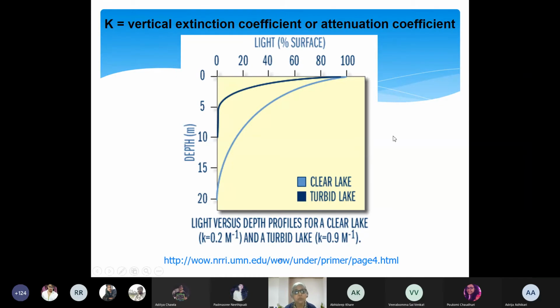Now, if you were to plot this graph and take the first order constant, you would get what is called the vertical extinction coefficient or the attenuation coefficient. This is not a rate constant, it's just a depth extinction coefficient. K is equal to 0.2 per meter, this should be small m, and 0.9 per meter for a turbid lake. So you can see the attenuation of light: this is not a time unit, it's a distance unit.